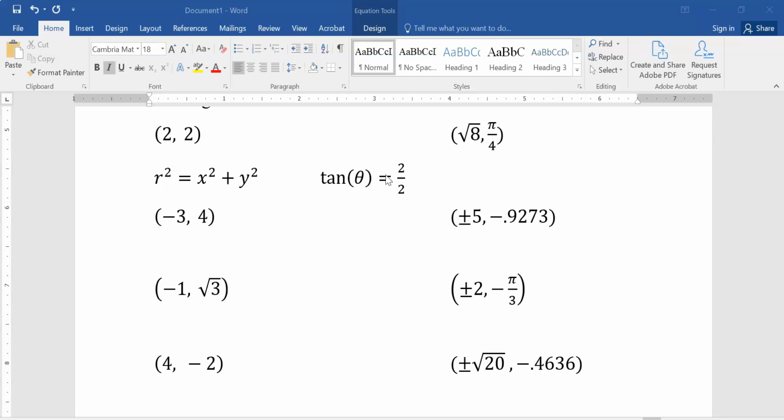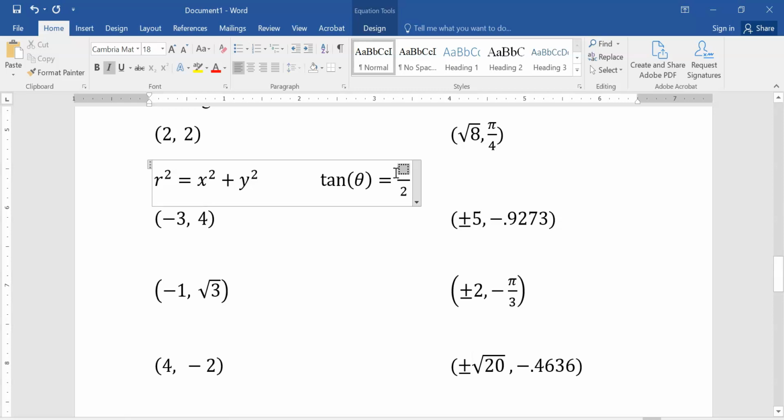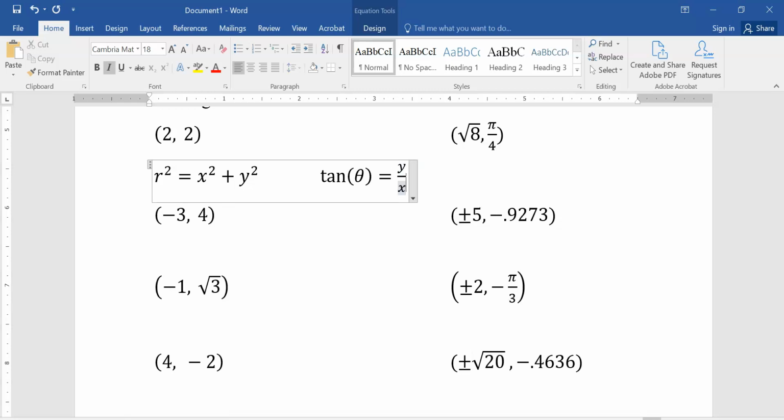When you plug into the tangent equation, tangent of theta, again, it's always y over x. Well, I got a negative 0.9273. Now, I don't know exactly what angle that is, but I understand kind of where it's pointed. A negative 0.92, that's roughly negative 1 radians, almost negative 0.9 radians.